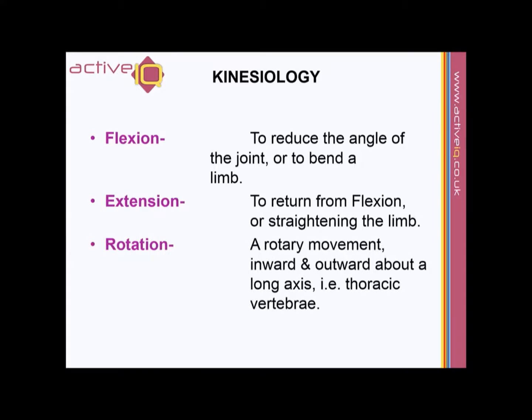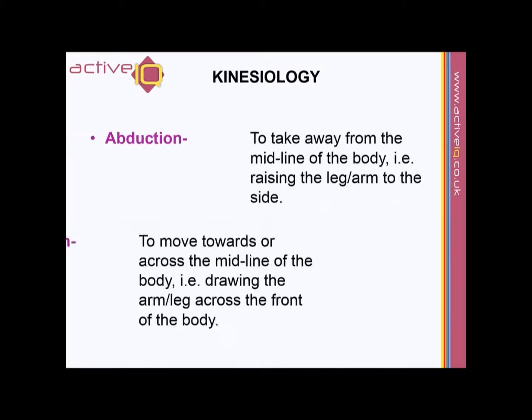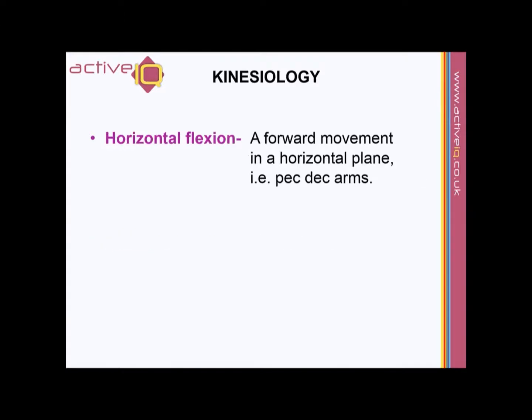And then we have rotation, which is a rotary movement, inward and outward, about a long axis. In other words, the thoracic vertebrae, something like that. Abduction is to take it away from the midline of the body. In other words, raising the leg or the arm to the side. If you think of someone being abducted, they're taken away, so it's a good way of remembering it. And then adduction, which is adding towards the midline of the body. It's the return from abduction, really. So quite simple if you look at it like that.